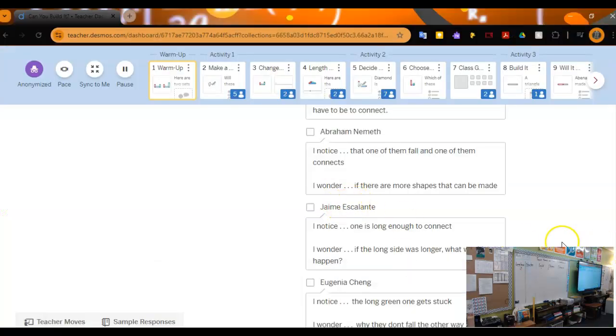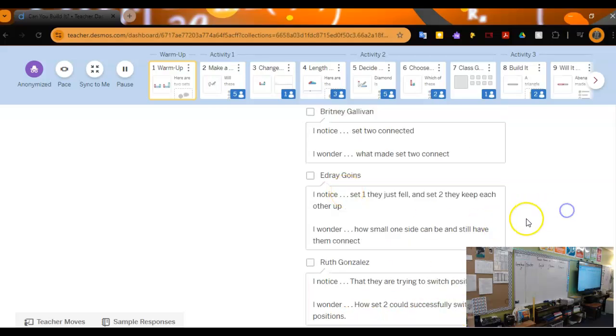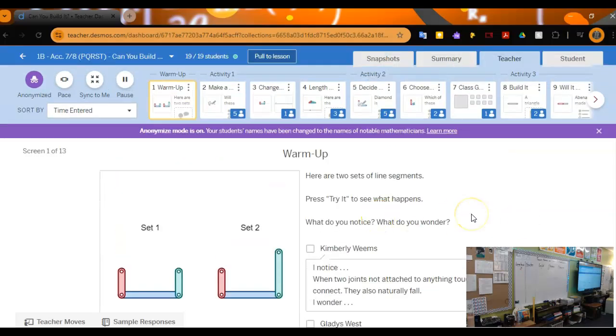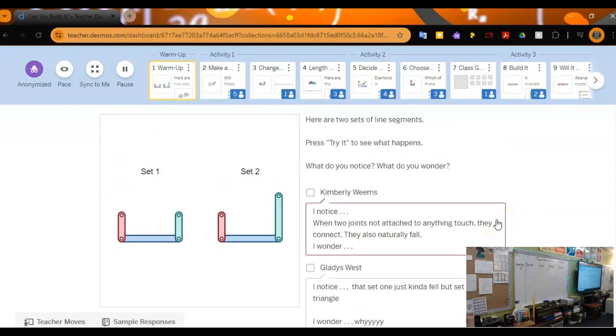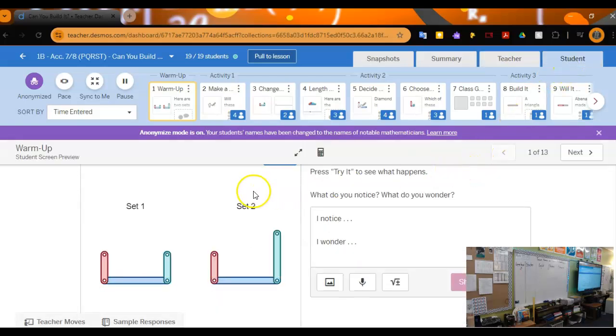We're looking at all of our notice and our wonder. I like that question. I wonder how long does the set have to be to make a triangle? Just reading some of your guys' notice and wonders. So here's what really happened.